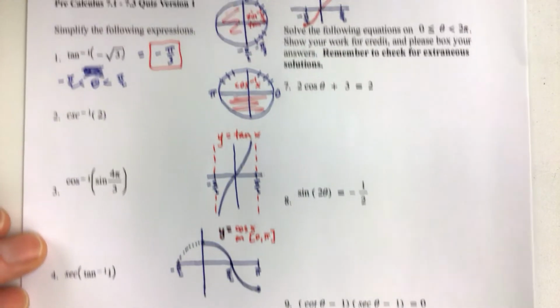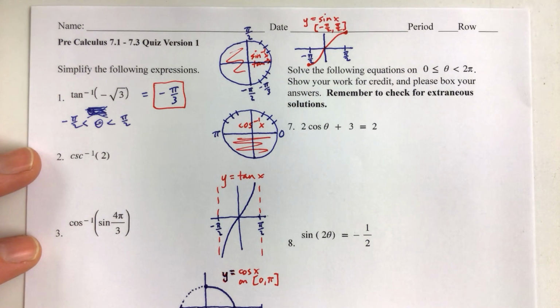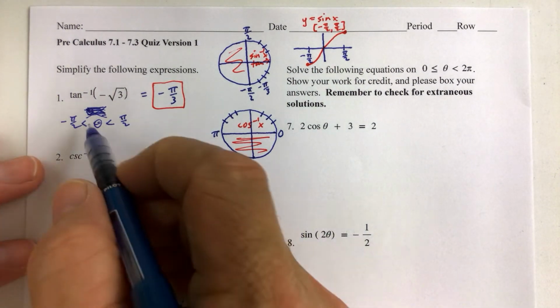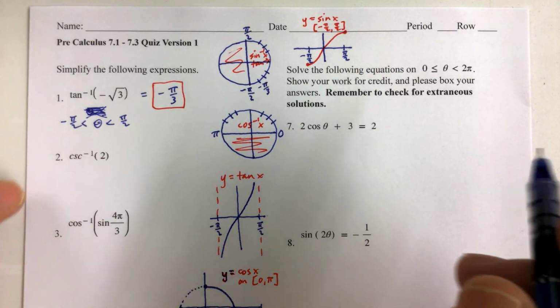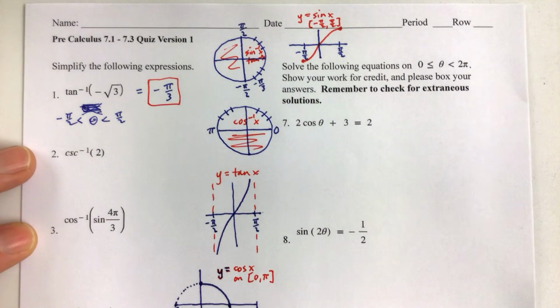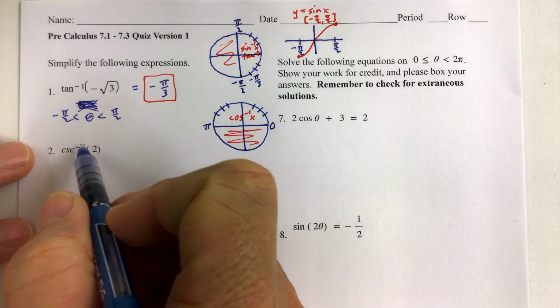So that's just a little background on why we are limited to a certain angle, and hopefully that helps you remember. Let me just do one more here and then I'll jump over to the next video for the next few problems. So cosecant inverse of 2.